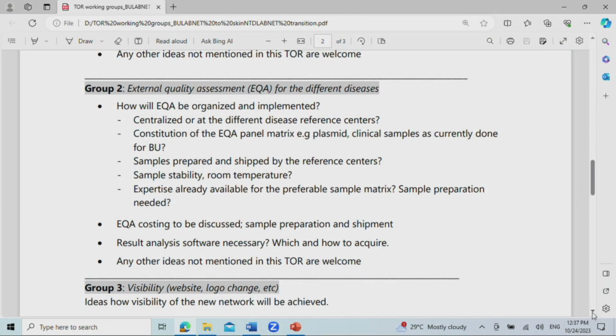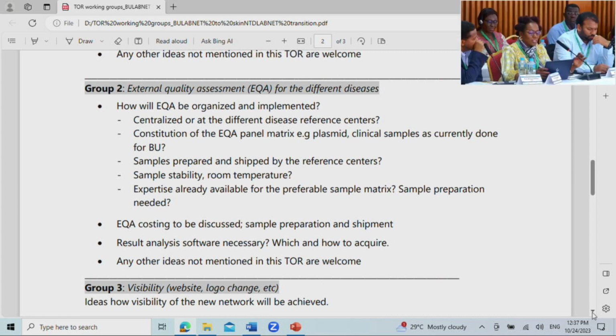Sorry? Okay, you have expertise with plasmid. So that is something we can easily implement. Okay, what is the cost? With plasmid, we can reduce cost too. Any other ideas on EQA are also welcome. This group will be downstairs.